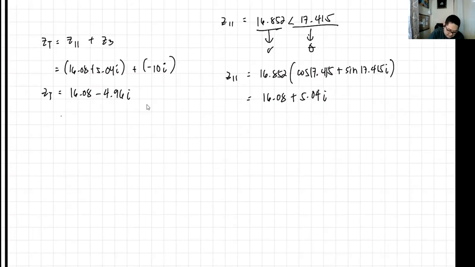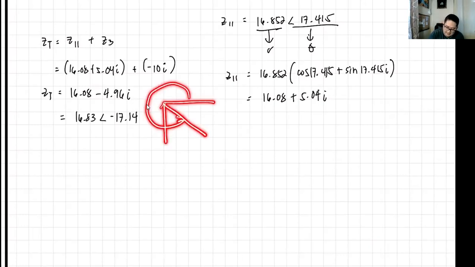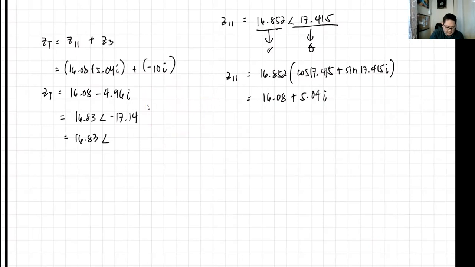So, this is also equal to 16.83 angle of negative 17.14. Since si real, negative siya, so siya ay nasa fourth quadrant. So, kailangan natin gawin sa 360. So, 16.83 angle 360 minus 17.14. Okay? Although, alam ko, kaya nyo siya i-calculate na diretso sa calcu.